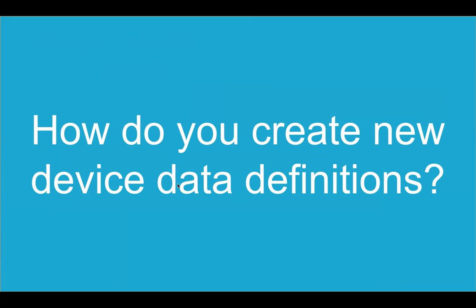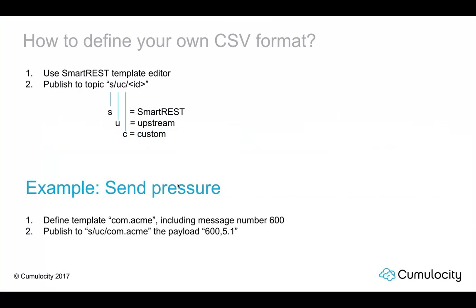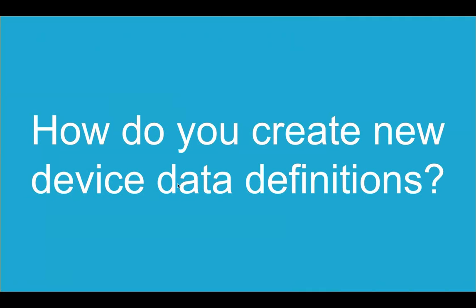So you might have wondered in the past, okay, I can now send battery levels and I can send temperatures, but how do I deal with my own specific data? How can I create new device data definitions? How can I go beyond these predefined ones? There's now a new feature called Smart REST Editor, where you have an interactive user interface to do that. In the past, you were doing that just using certain API calls, but now there's a user interface for that.